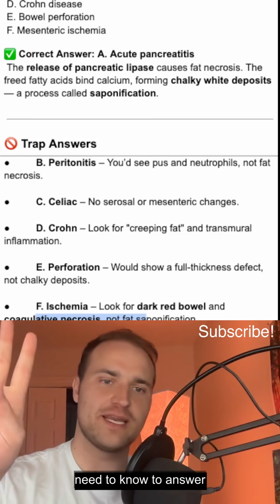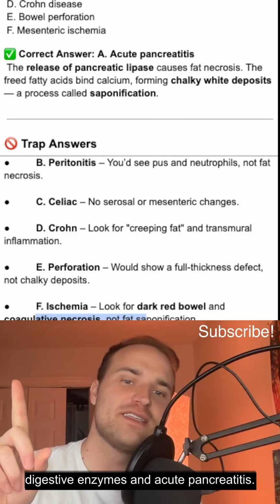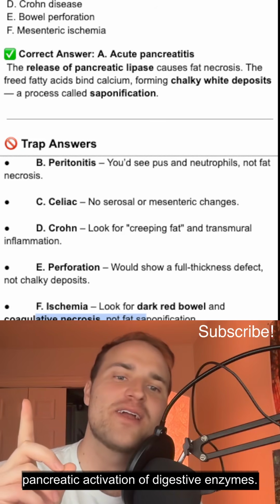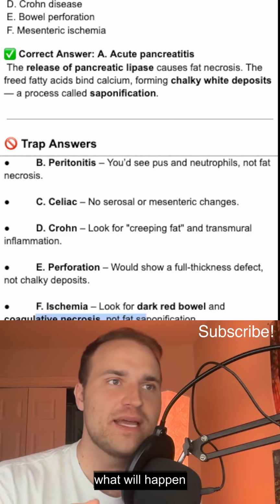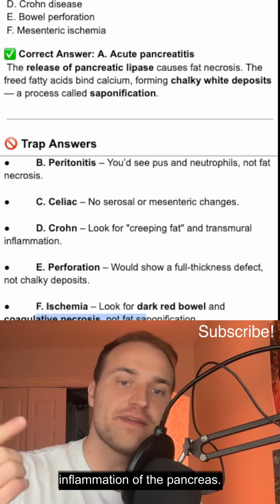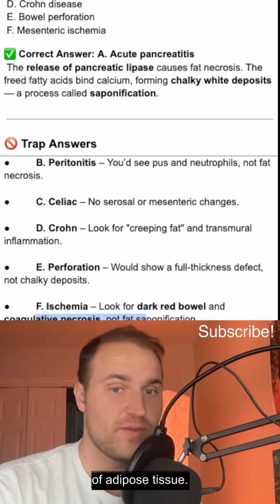So, 3 things that we need to know to answer all these questions right in the future. 1, release of lipase and the digestive enzymes in acute pancreatitis. We have to know that in acute pancreatitis, there's intra-pancreatic activation of digestive enzymes, particularly lipase. With lipase, you'll have increased acinar cell damage and inflammation of the pancreas. And this process initiates fat necrosis due to the destruction of adipose tissue.